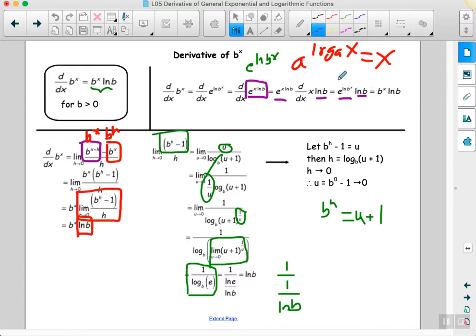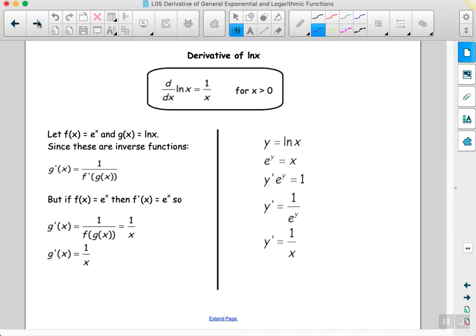But e to the ln b of x is b to the x. So I get b to the x ln b. So those are two ways to look at the proofs of those. Let's look at the derivatives.